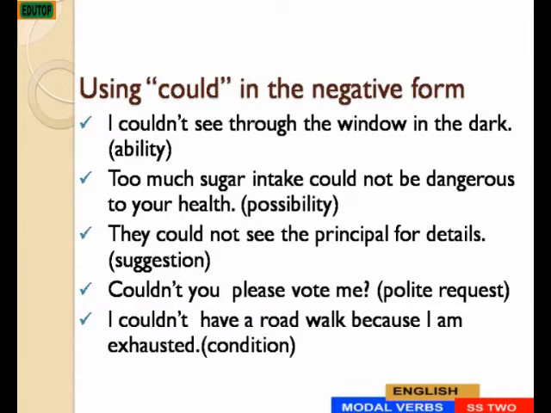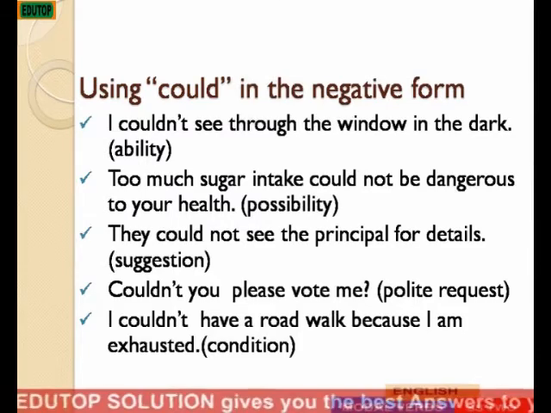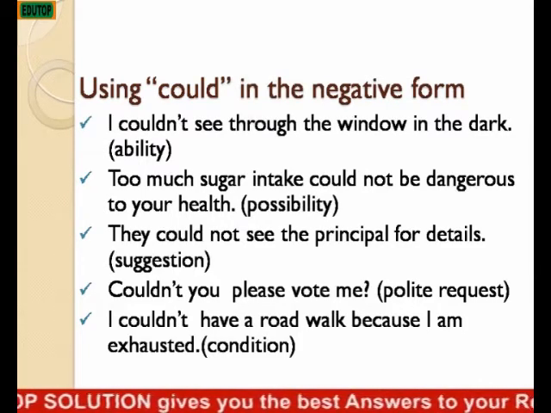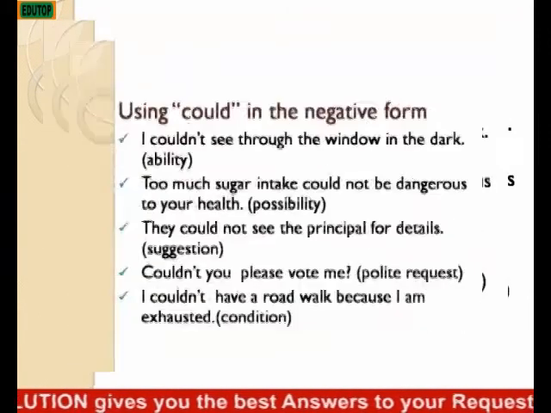This is ability. Too much sugar intake could be dangerous to your health. Possibility: they could see the principal for details. Suggestion: couldn't you please vote for me? It's a polite request. And lastly, we have: I couldn't have a road walk because I am exhausted. That is the conditional sentence.